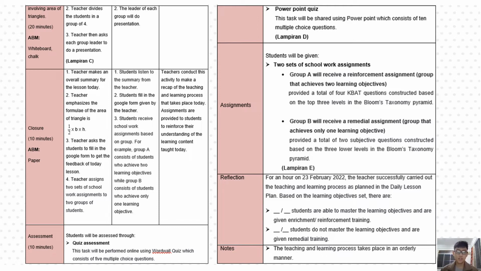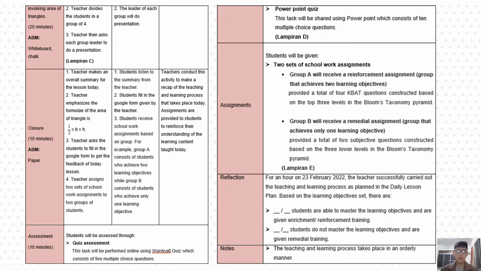So students need to listen to the summary from the teacher, and then the students fill in the Google form given by the teacher. Students then receive the schoolwork assignments based on the group. So, for example, Group A will consist of the students who achieve 2 learning objectives, while Group B will consist of the students who achieve only 1 learning objective.